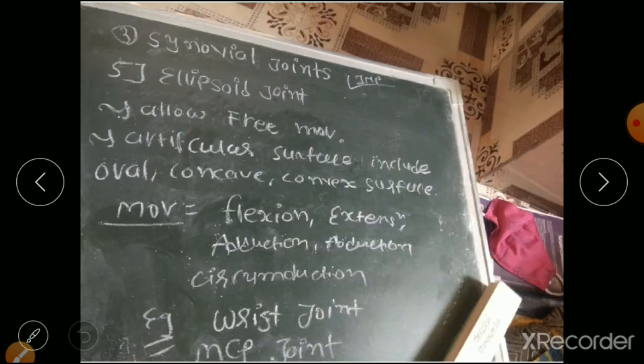Then the fifth type of synovial joint is the ellipsoid joint. It allows free movement. The articular surface includes oval, concave and convex surfaces; all are articulating surfaces. Movements are flexion, extension, abduction, adduction and circumduction; all are allowed. Examples are the wrist joint and the metacarpophalangeal joint, that is MCP.